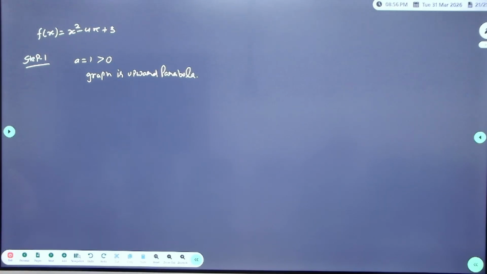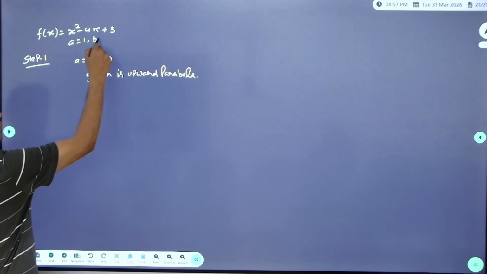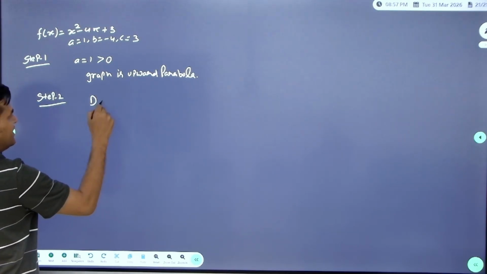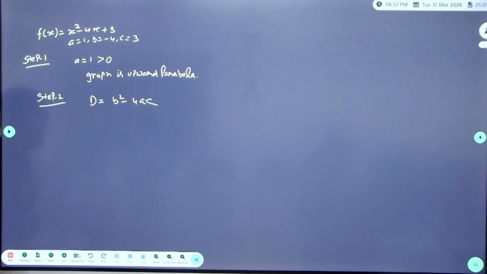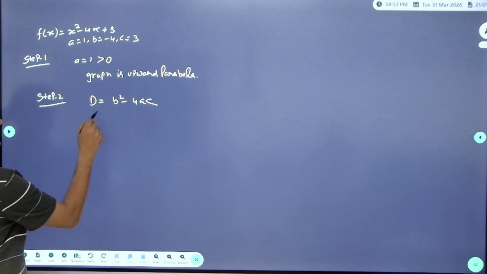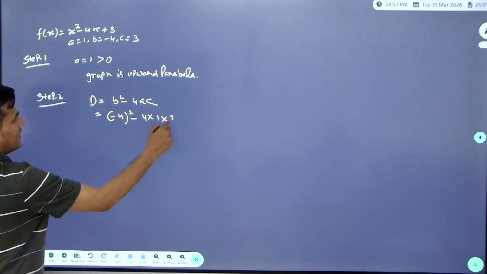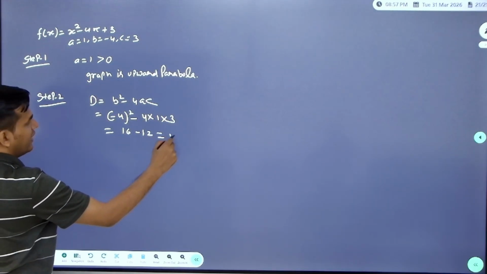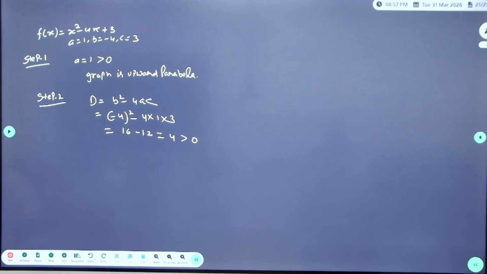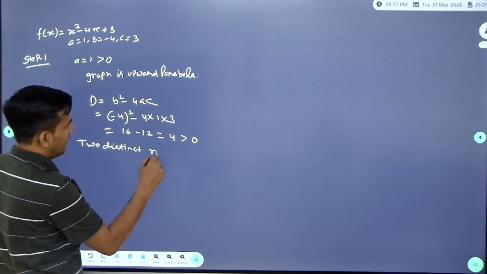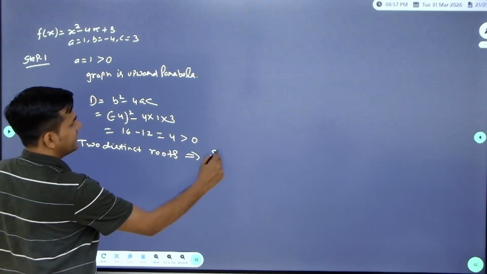Second step, find D. A is equal to 1, B is equal to minus 4, C is equal to 3. Step 2, D is equal to B square minus 4AC. Find this value. B is minus 4, so minus 4 square minus 4, A is 1, C is 3. So 16 minus 12, 4. Greater than 0. D greater than 0 means there will be two distinct roots. So first case.